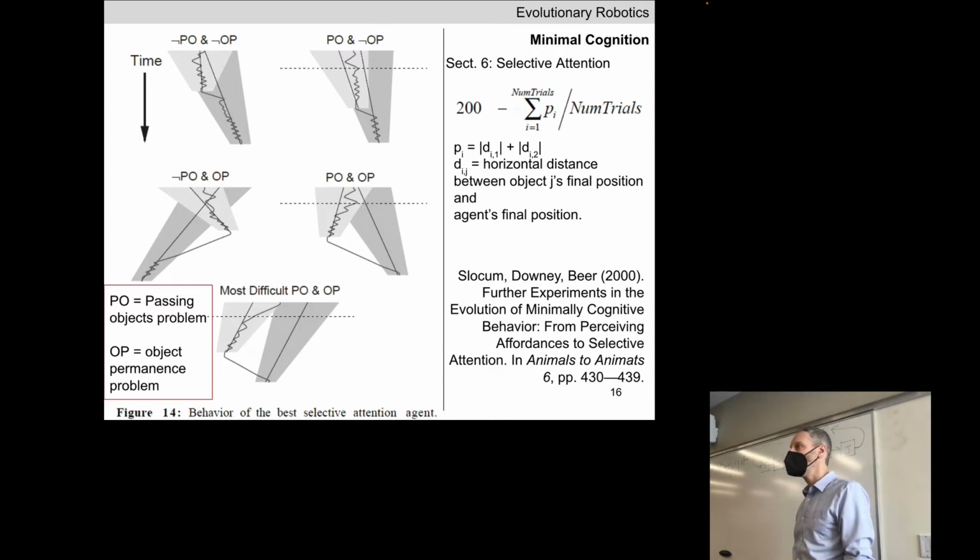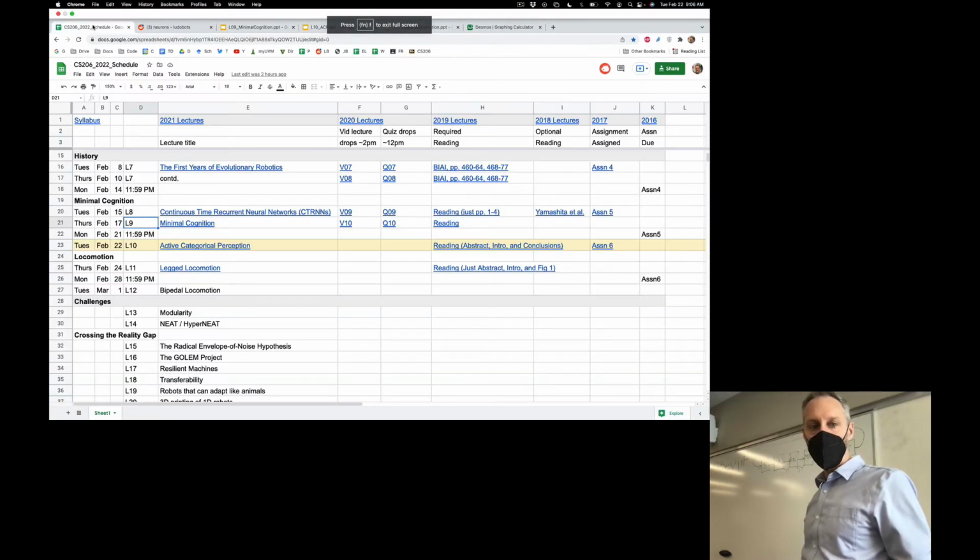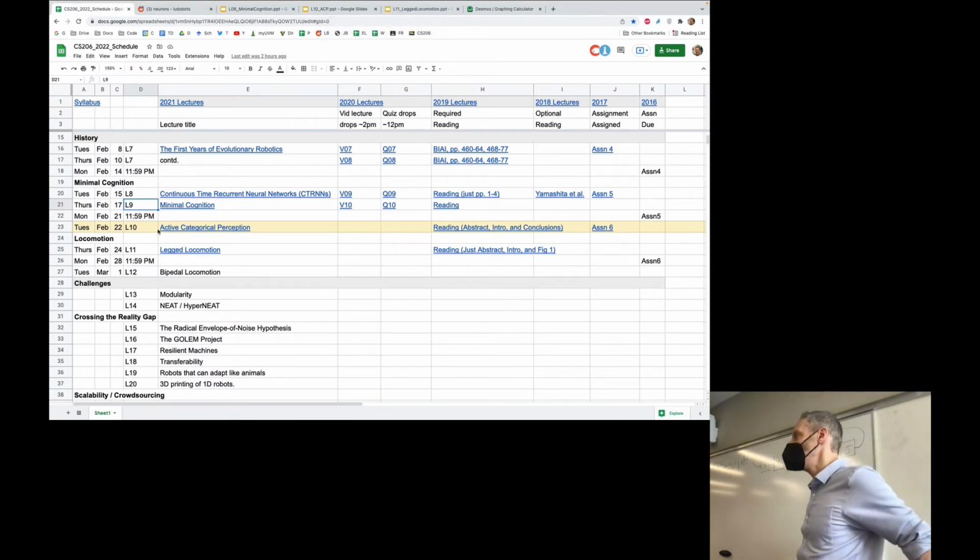It can imagine and remember what's happening elsewhere in its world, even though it can't directly sense those features at that particular moment in time. Pretty simple agent, controlled by a pretty simple neural network, but starting to exhibit a number of the rudiments of intelligent behavior. All good? Okay, that concludes our discussion of the first minimal cognition experiments. Any questions before we move on to lecture 10 and look at a fifth building block of intelligence? All good?